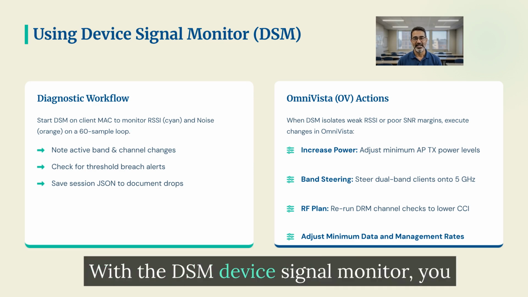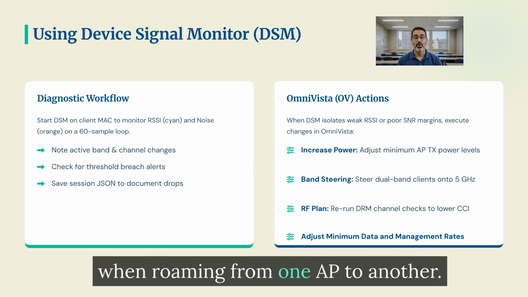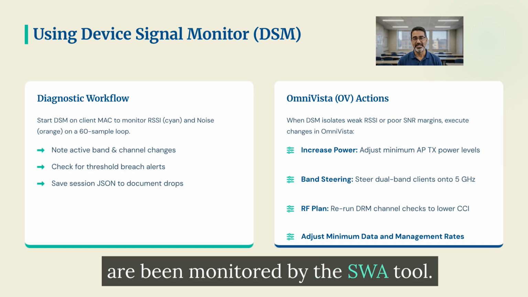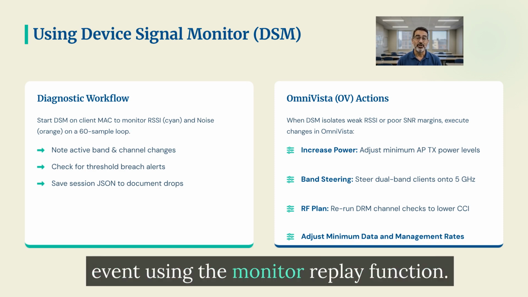With the DSM device signal monitor, you can easily follow any Wi-Fi client device when roaming from one AP to another, if all those APs within the roaming area are being monitored by the SWA tool. You can save and replay any monitor event using the monitor replay function.